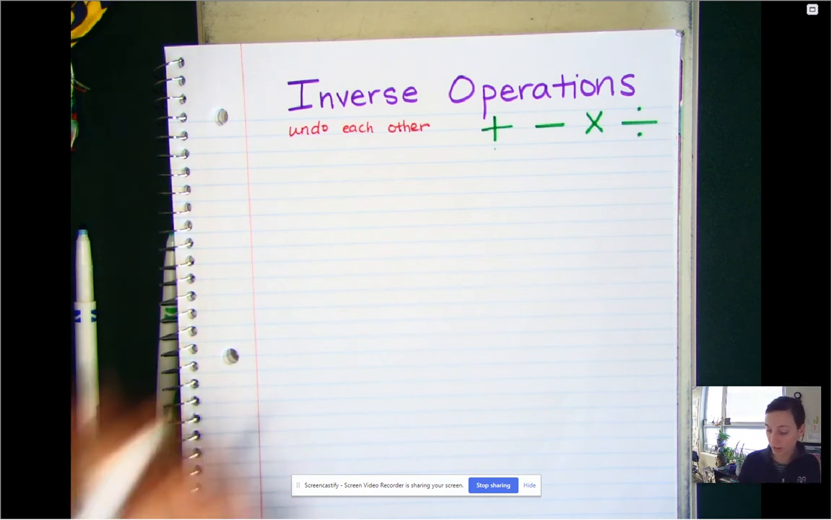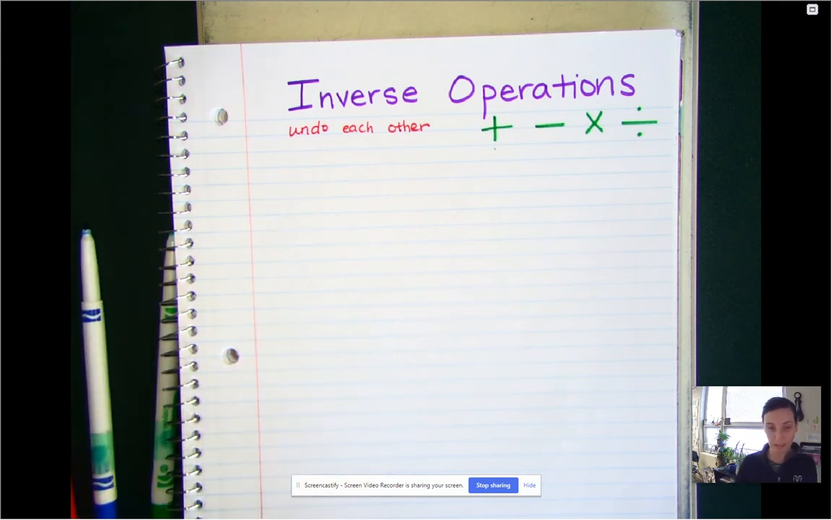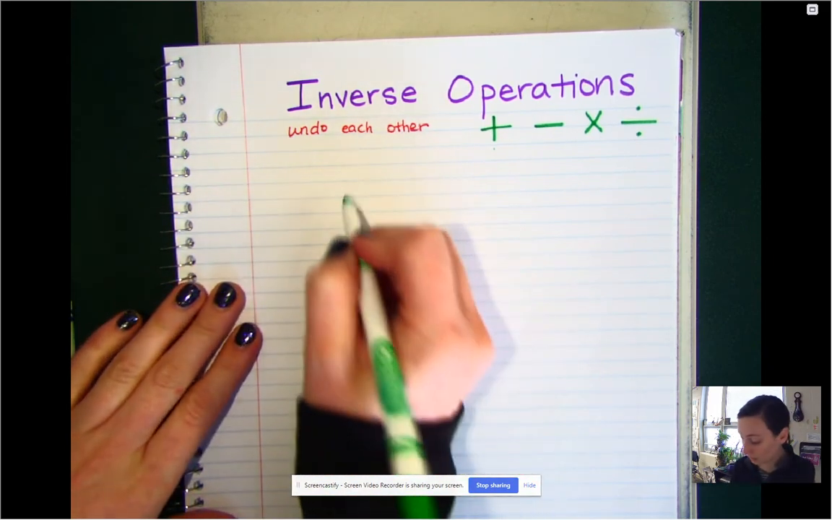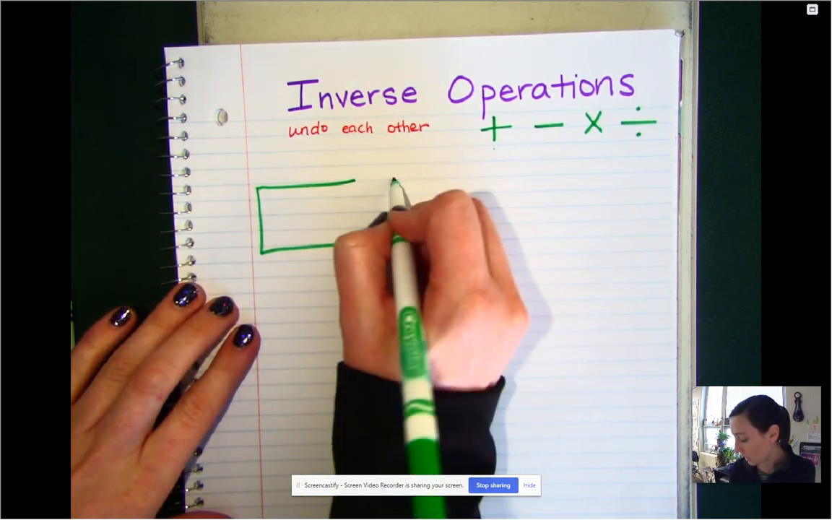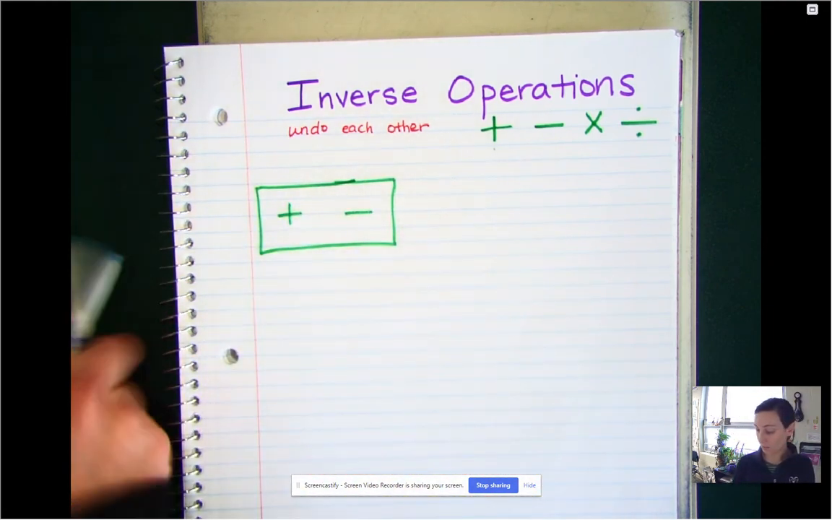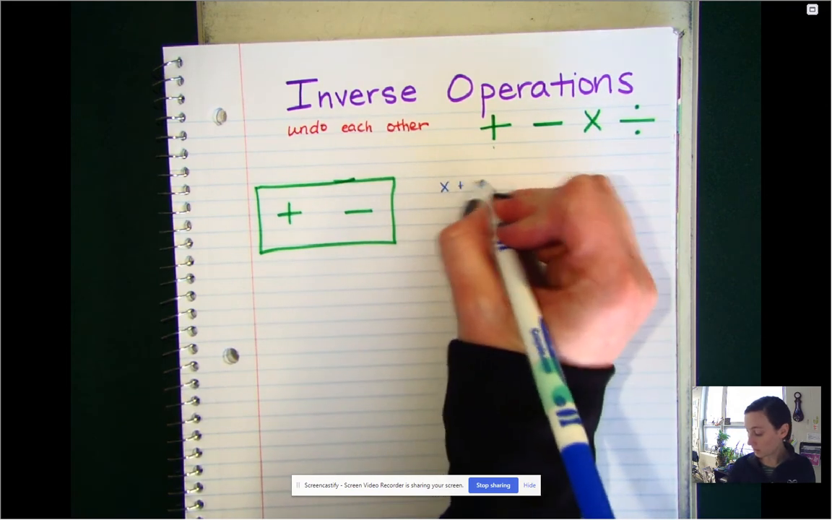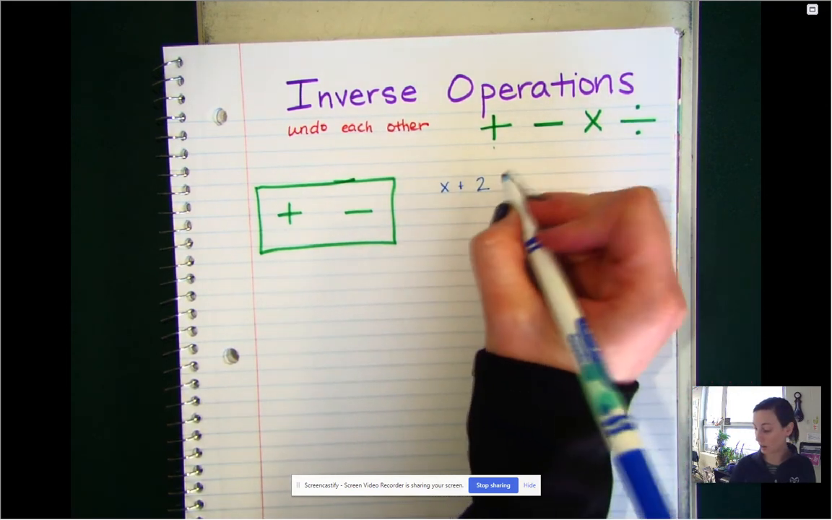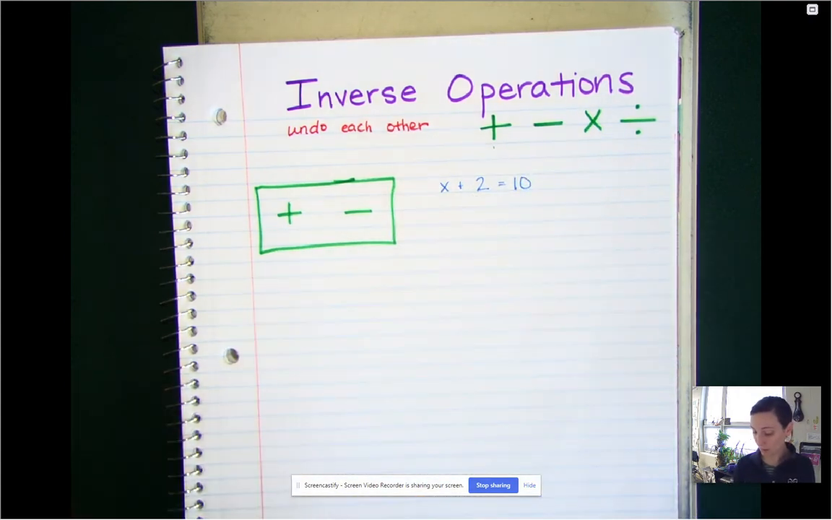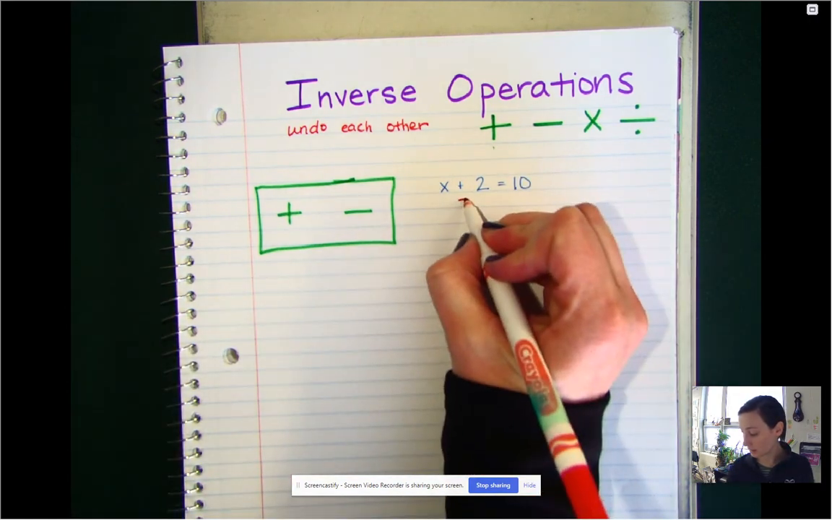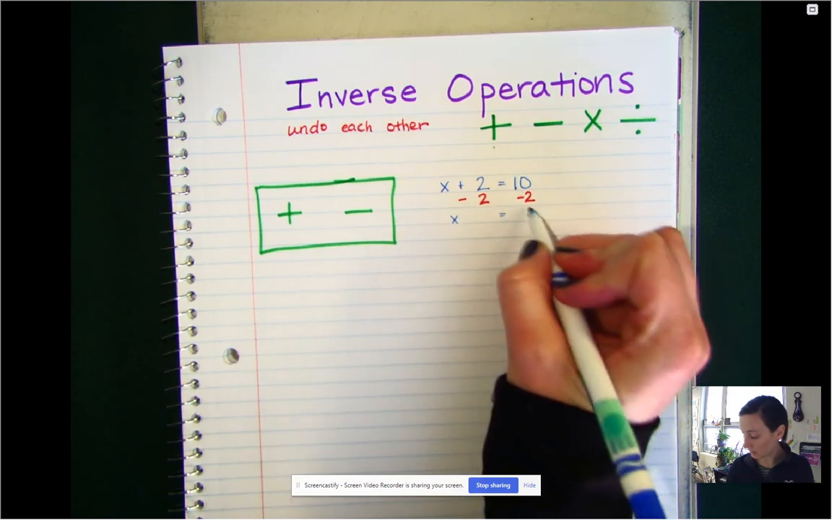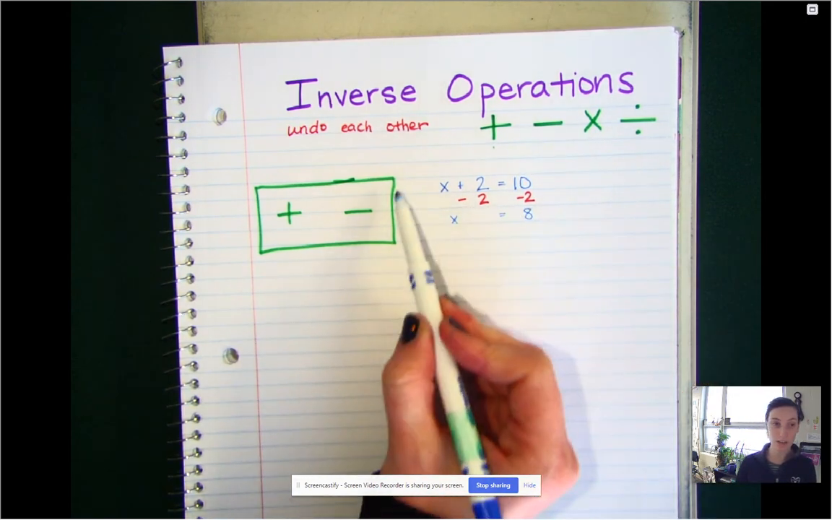So you probably already know this, but maybe don't have the language to explain this. So one set of inverse operations is addition and subtraction. If I have x plus 2 equals 10, and I want to undo this plus 2, I do the inverse operation, which in this case is subtraction. And I get x is the same as 8, because the subtraction undoes the addition.